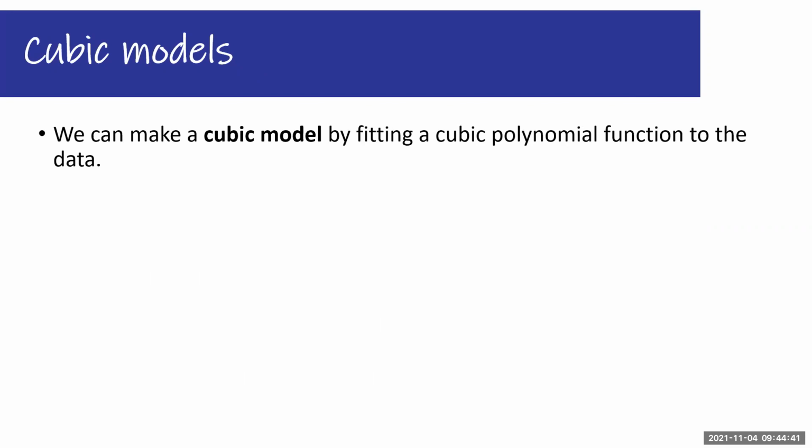So we can make a cubic model by fitting a cubic polynomial function to the data. And remember that a cubic polynomial function takes the form of x cubed plus x squared plus x plus a constant. All of those have their individual coefficients. And the important thing about the coefficient on x cubed is that it cannot be 0 because we need to have that x cubed term.